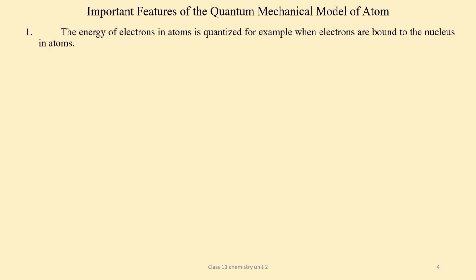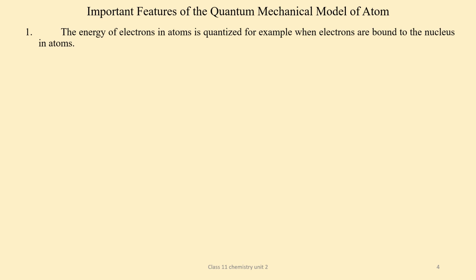Important features of the quantum mechanical model of the atom. The quantum mechanical model of an atom is the picture of the structure of the atom which emerges from the application of the Schrodinger equation to atoms. The following are the important features of the quantum mechanical model of atoms.